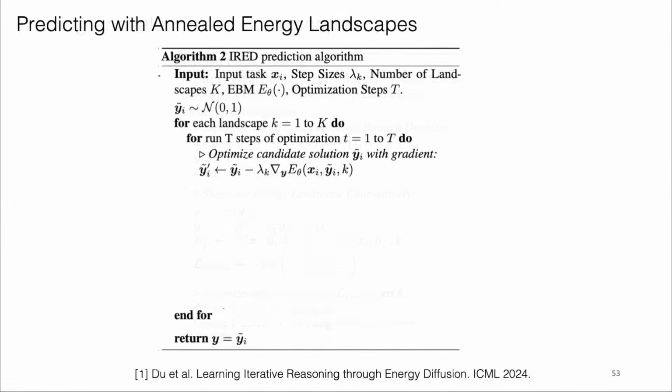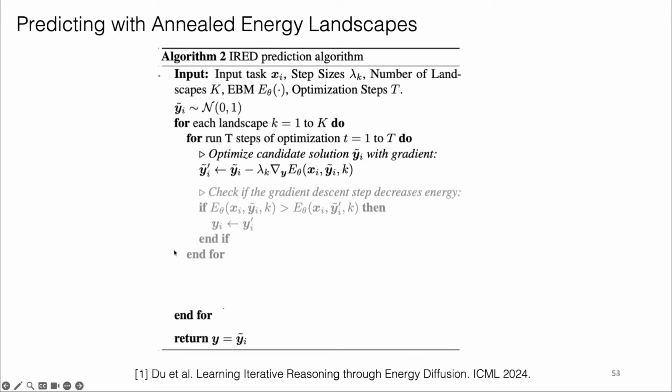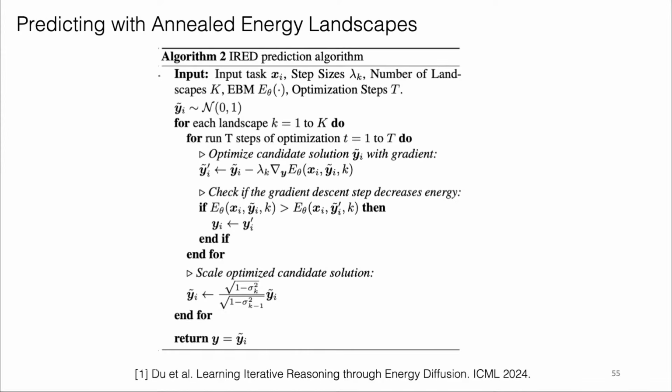And then for prediction, roughly what you do is you have your initial prediction, which you sample from Gaussian noise. You run some type of gradient-based descent at a particular landscape k, and then you use the final answer you get after running your gradient descent procedure to initialize your optimization at the next time step. And then you can do some type of scaling to ensure that everything is in the native scale of the energy function.